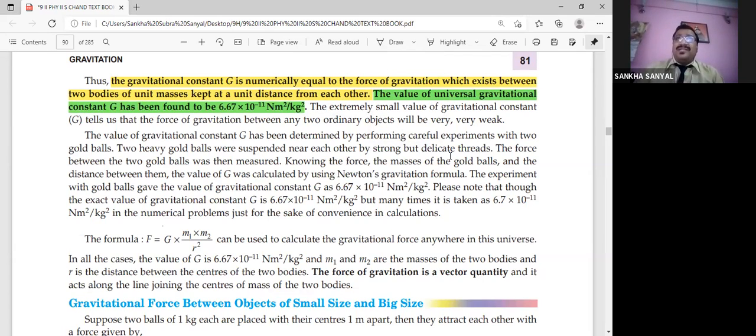Mind it, my dear students, at times we make a mistake here, thinking that since it is related to gravity, it must be huge. No, it's not plus 11. I repeat once again, it's not plus 11, it's minus 11. 6.67 into 10 to the power minus 11 Newton meter square per kg square.